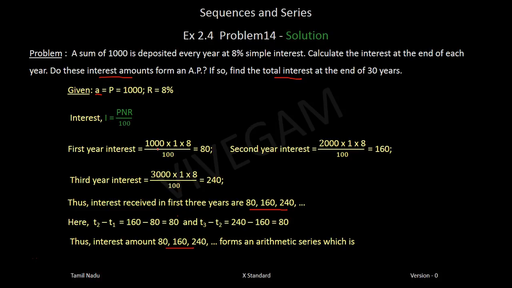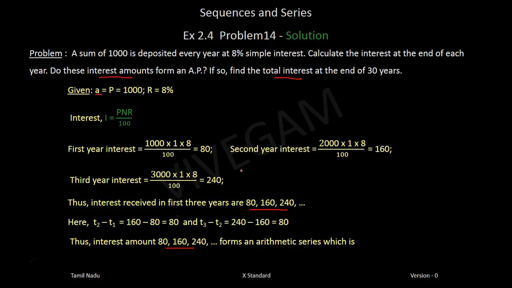For the first year, principal will be 1000 rupees, because at the beginning of the year you deposited 1000 rupees. Then second year beginning, you are depositing another 1000 rupees. So the principal will become 2000. For the third year, it will become 3000. It goes on. That's the only trick you will have to be careful about.